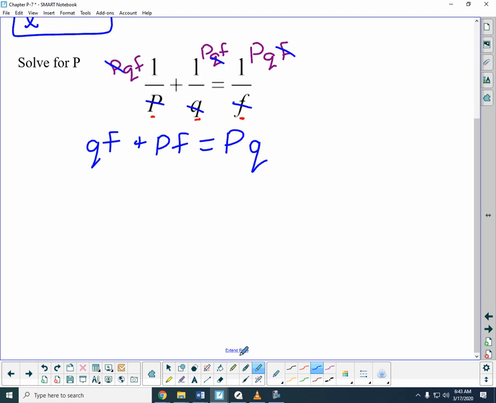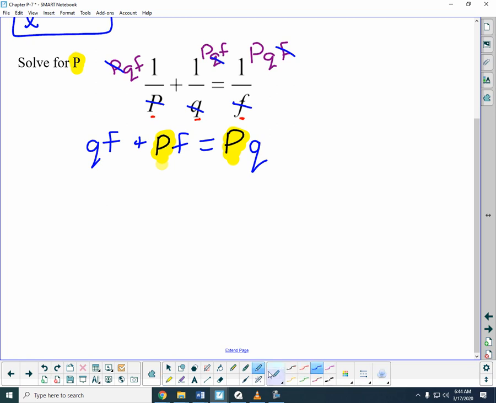The next thing that I'm going to do is to remember what I'm trying to solve for. And I'm trying to solve for p. That means I need to get p by itself. Well, I see that I have p here and here. It's on both sides of the equation. What I want to do is get the variable I'm solving for, this p, on one side, and everything that doesn't contain a p, which is this guy right here, on opposite sides of the equal sign.